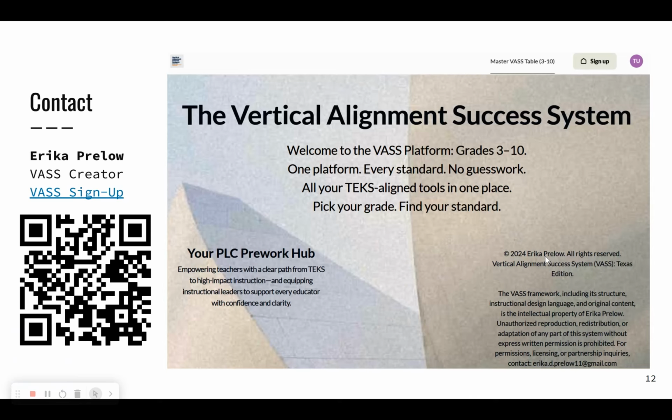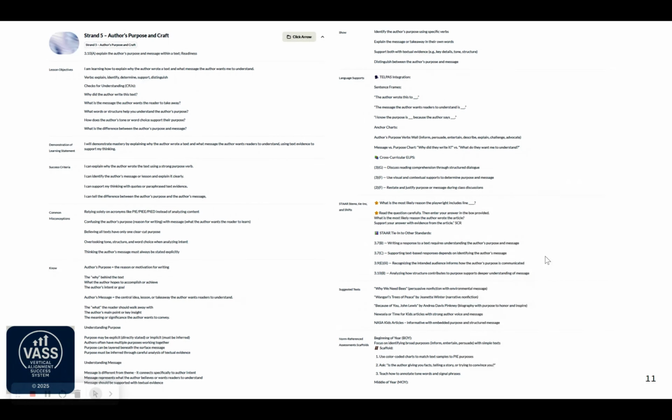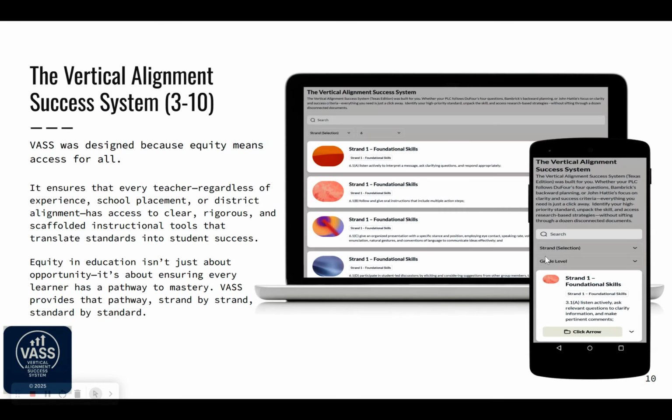That is what our system does for you. Let me show you this here. Let's say you have 6th grade, you're going into a learning walk and you need to pull up the 6th grade standard. VASS gives you that. You go into the platform, you click down, and it shows you the lesson objective, success criteria, know, show, demonstration of learning right at your fingertips.